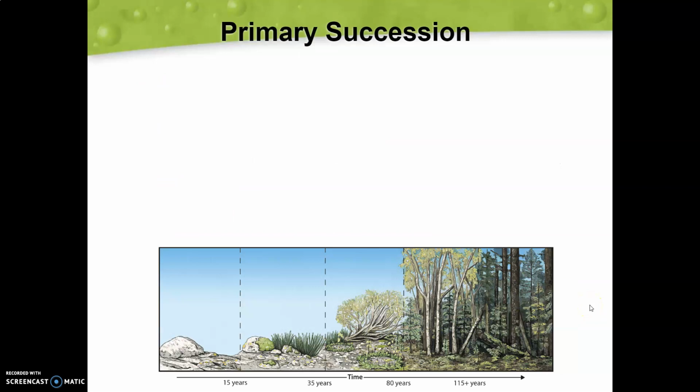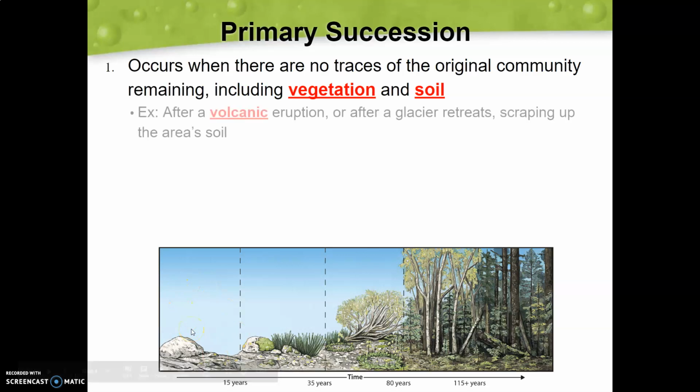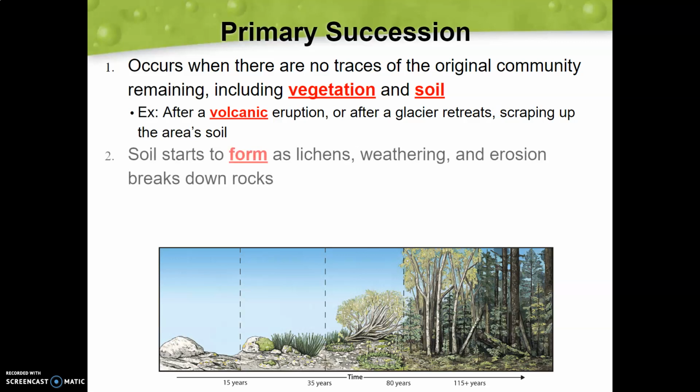So first up, we're going to talk about primary succession. Primary means first. This is our first type of succession. It occurs when there's no trace of an original community, including vegetation and soil. You can even see that in the picture we have right here. We have bare rock. An example for primary succession is after a volcanic eruption or after a glacier retreats, scraping up the area's soil. So those are our two major examples, and there's no soil present. We're only starting with rock.